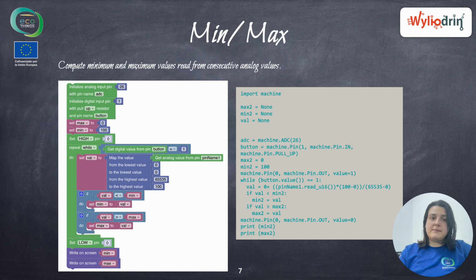And we keep on doing this. Basically, for every value that we read, we compare it to the minimum and the maximum. And if it's higher or lower than one of them, then we store it under that variable. This whole loop will stop once we press the button. And once we press the button, we also set the LED to low, and we write on screen the two computed values.